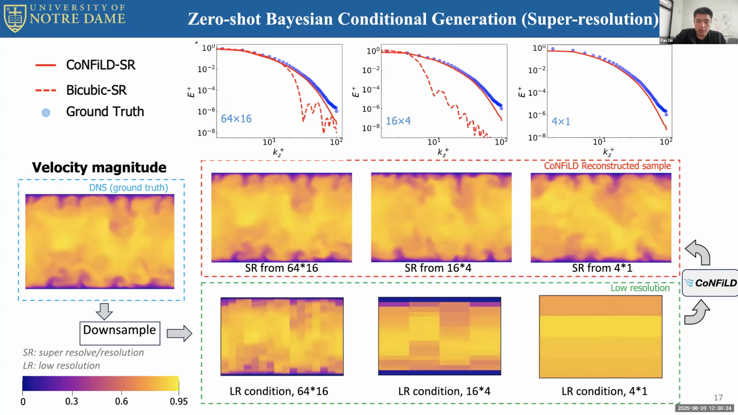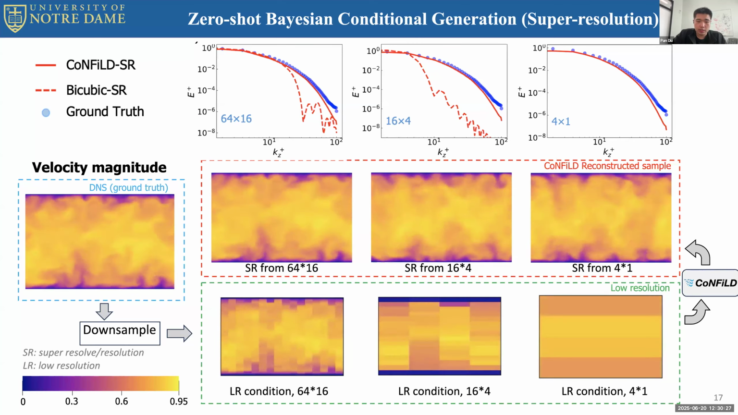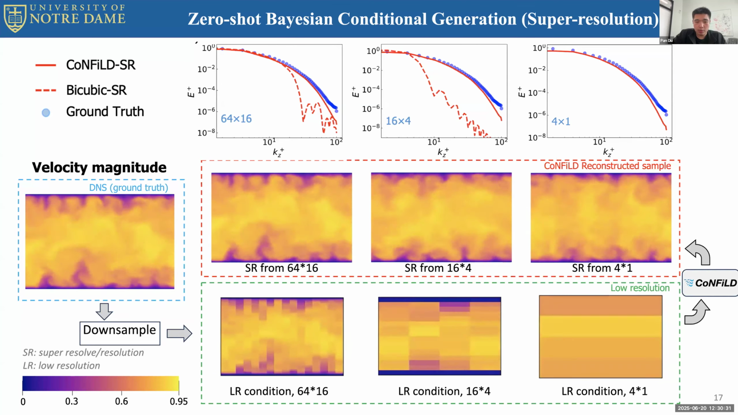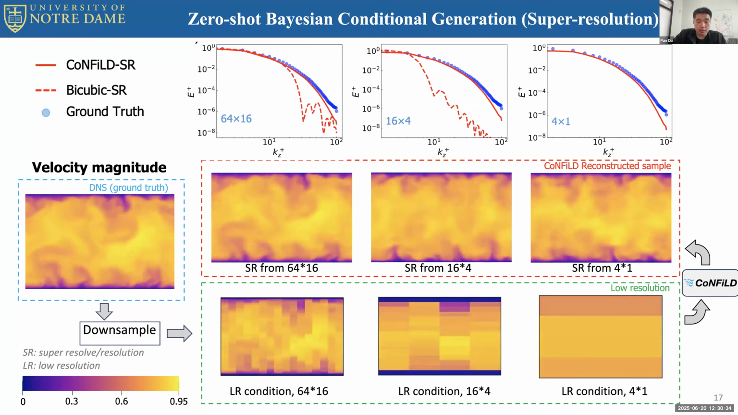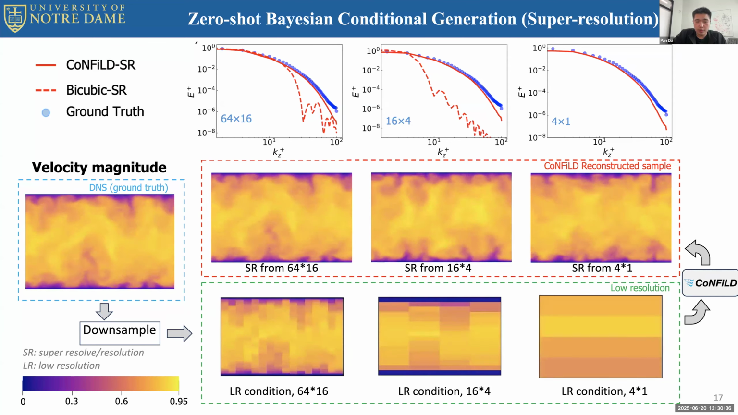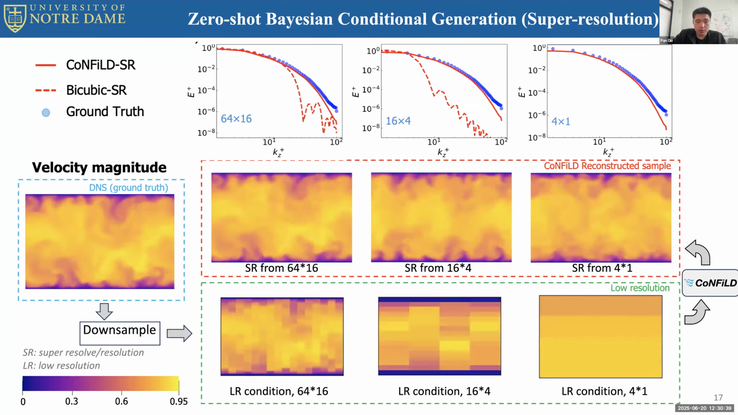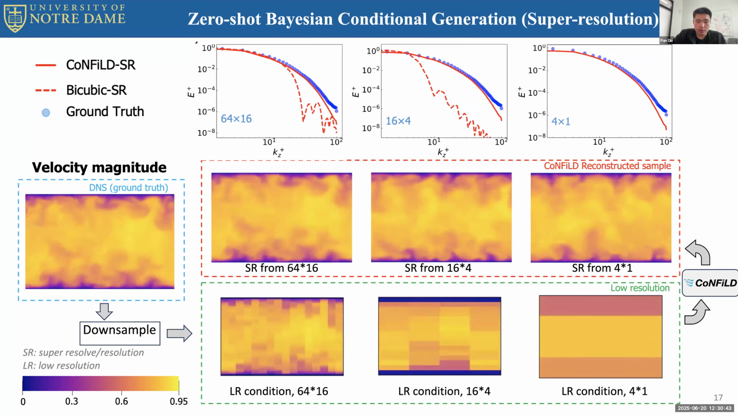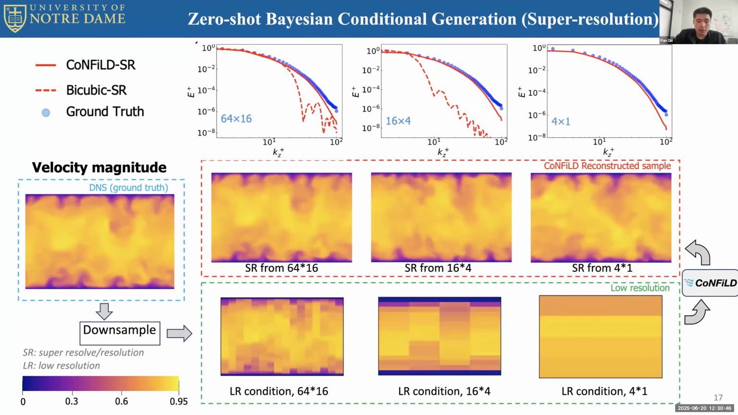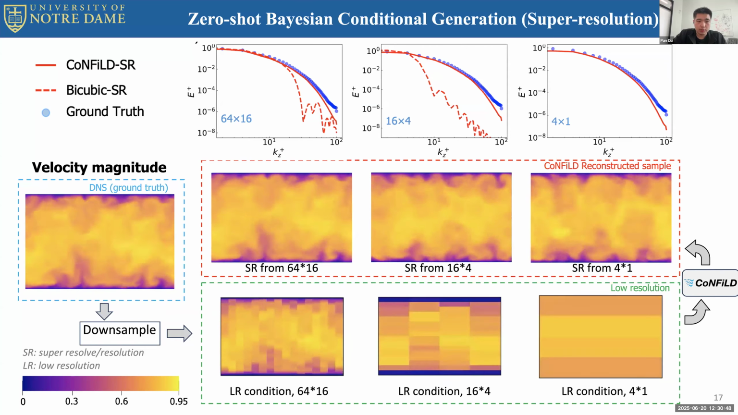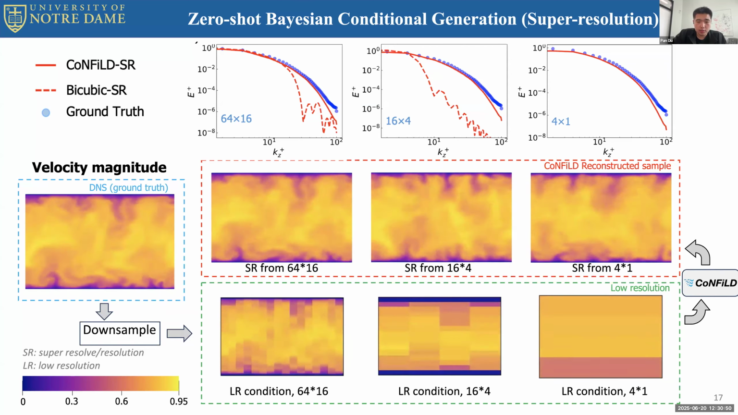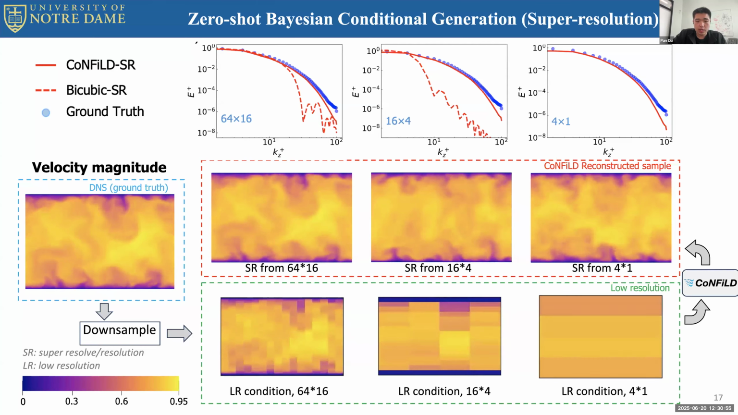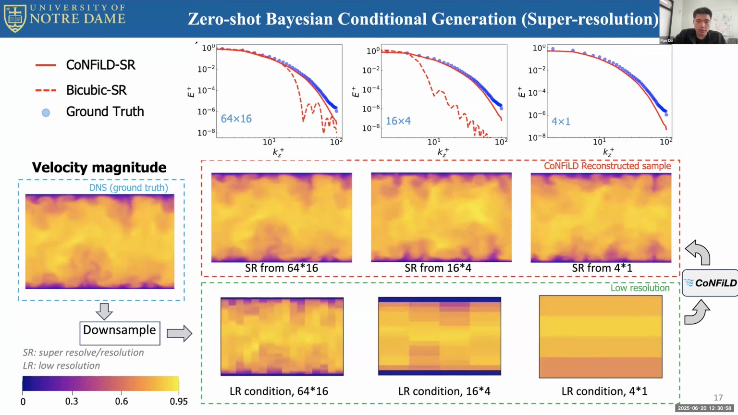The first column is 64 by 16, and the second and third are lower resolution, all the way to 4 by 1. And you can see that all the generated turbulence flows are very similar, but the best performance happens when it is reconstructed from the highest 64 by 16 resolution. And this demonstrates that these conditional generation results can realize this super resolution task.